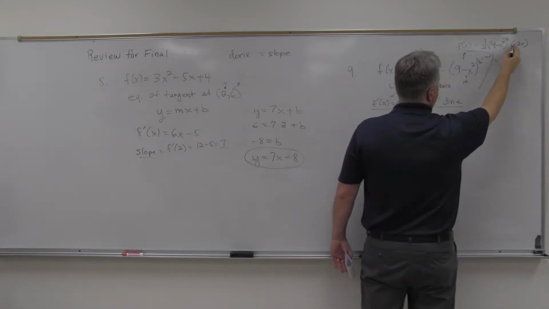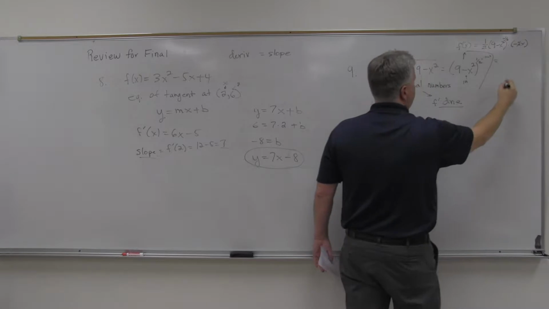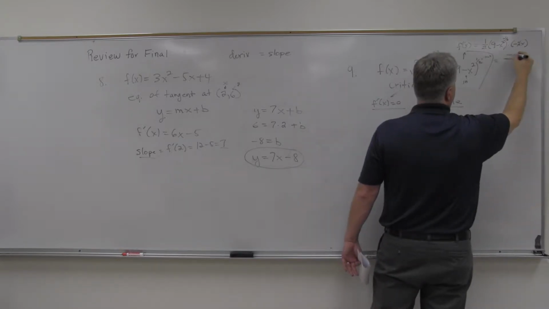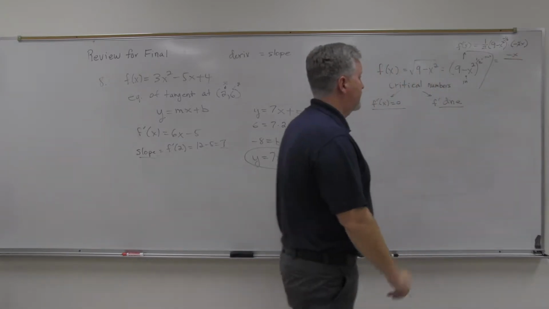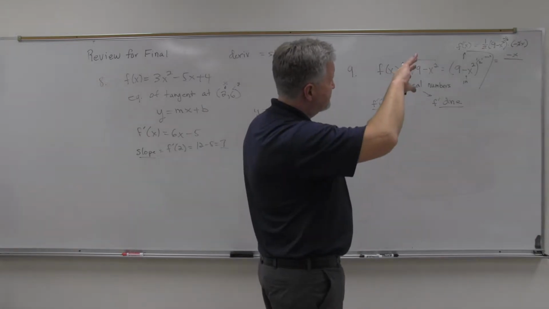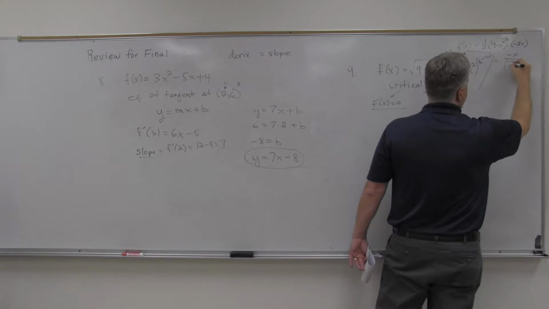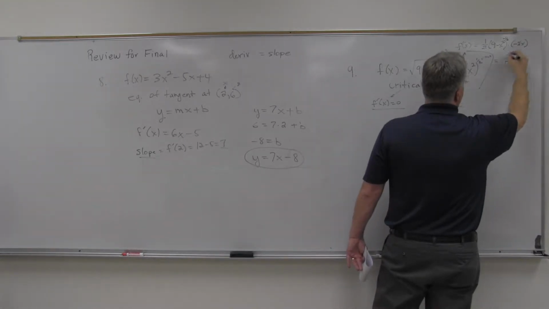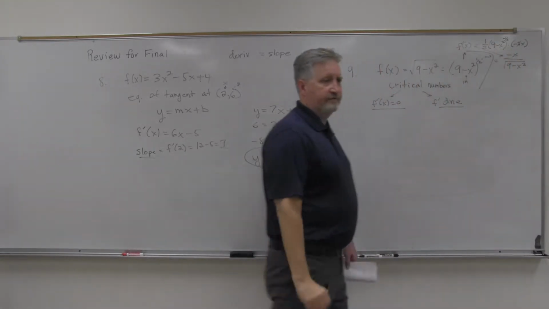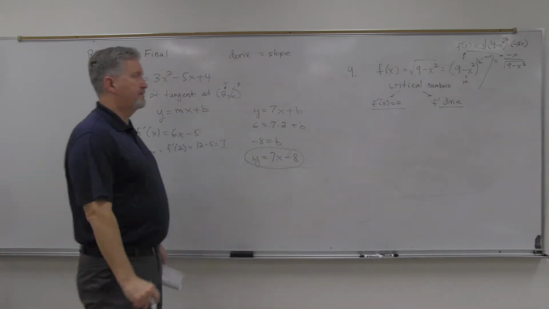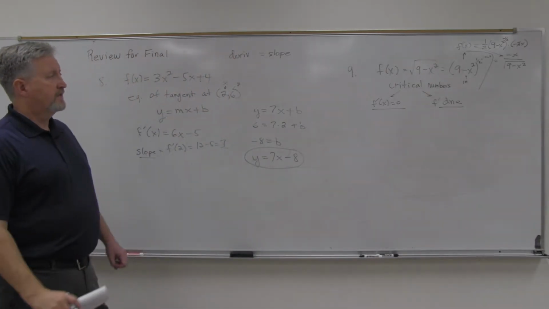Let's clean it up a little bit. The 2's will cancel there, so the top will be a minus x. Since that's a minus 1/2 power, flip that over, so it'd be the square root of 9 minus x squared in the denominator. So that's my derivative: negative x over the square root of 9 minus x squared.